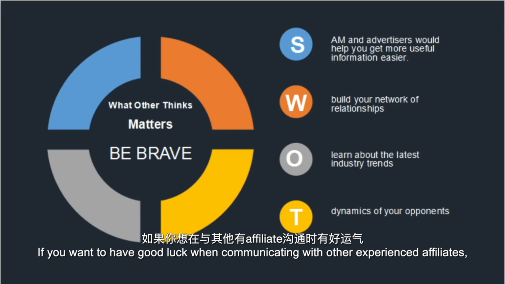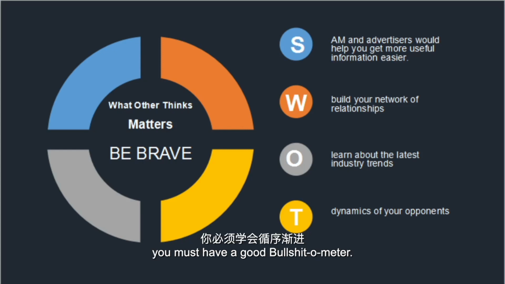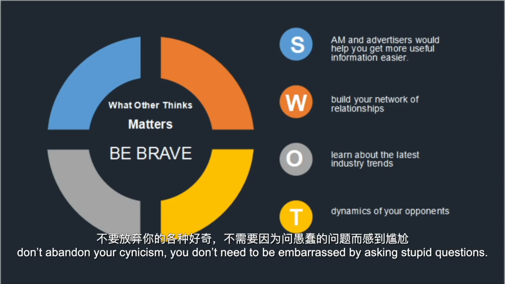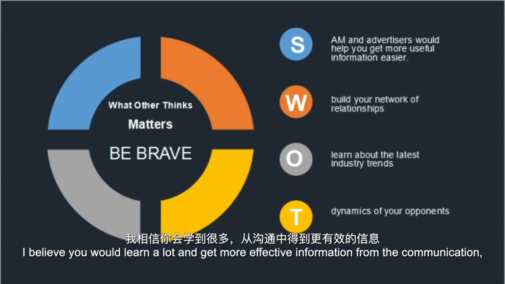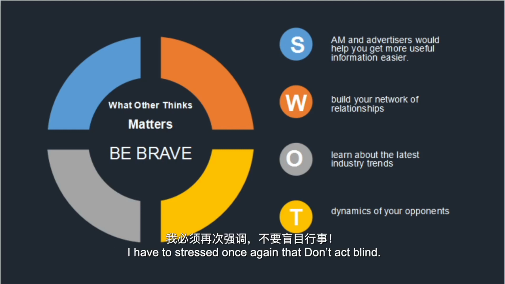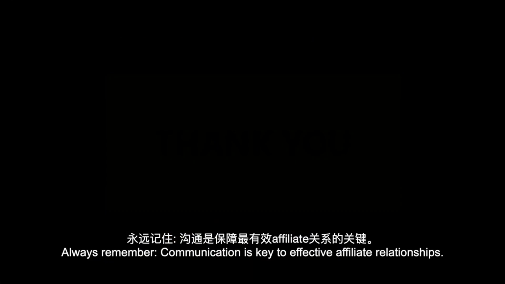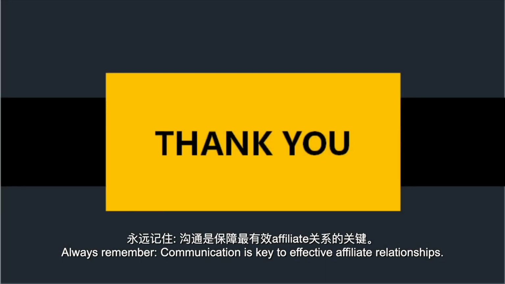If you want to have good luck when communicating with other experienced affiliates, you must have a good bullshit-o-meter. Just ask questions in an exploratory manner and never abandon your cynicism. You don't need to be embarrassed by asking stupid questions. This will only stop you, but nothing can stop you making money, right? I believe you would learn a lot and get more effective information from the communication. I have to stress once again, don't act blind. Always remember, communication is the key to effective affiliate relationships.